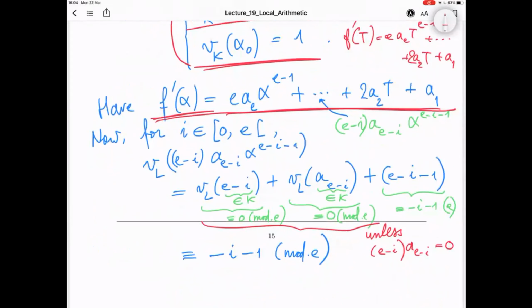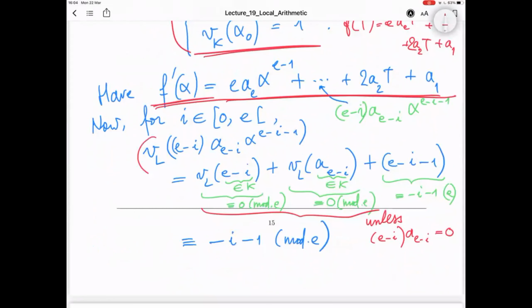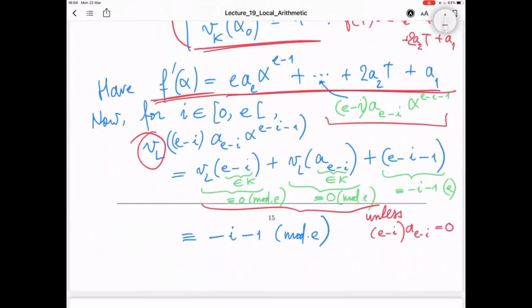Now let's compute the valuation of each of these terms. The general term is something like this, right? The i-th term is (e minus i) a_(e-i) alpha^(e-i-1). So the valuation of this, what is it going to be?